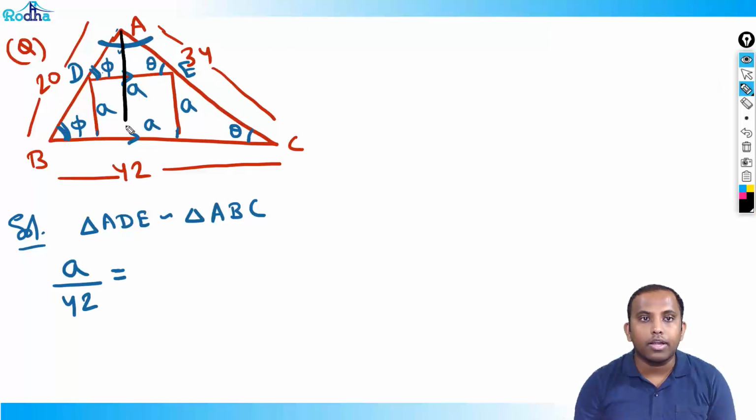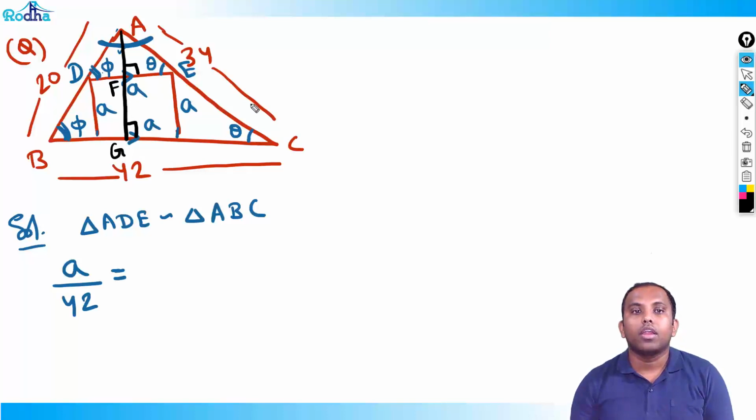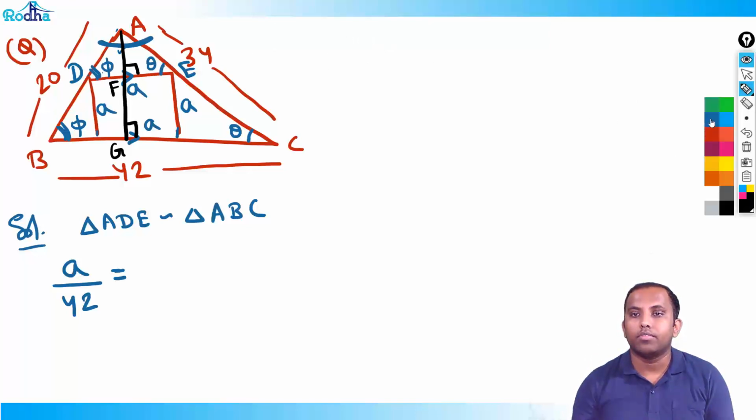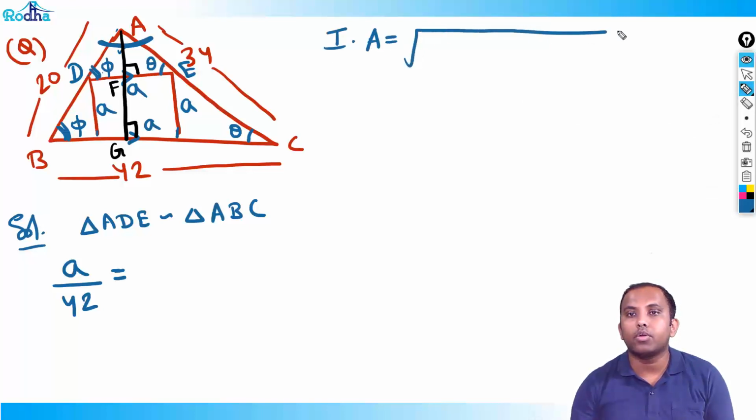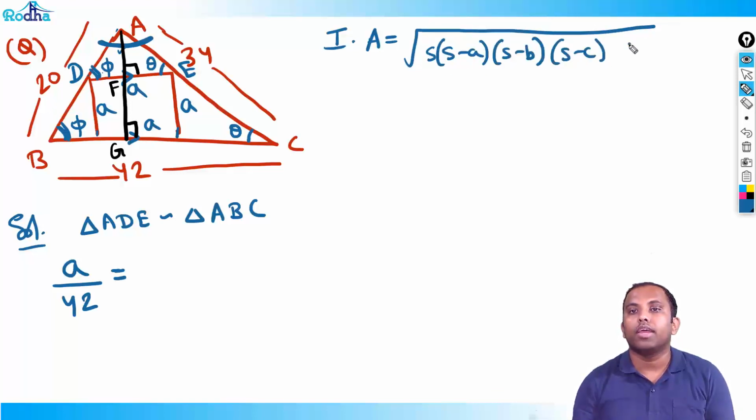You can draw a height. This is the height for both the triangles, AF and AG. How do you get the height of a triangle? The height of a triangle you can get by two methods. First one is by area. So what is the area of a triangle? Root under S into S minus A into S minus B into S minus C, where S is the semi-perimeter.